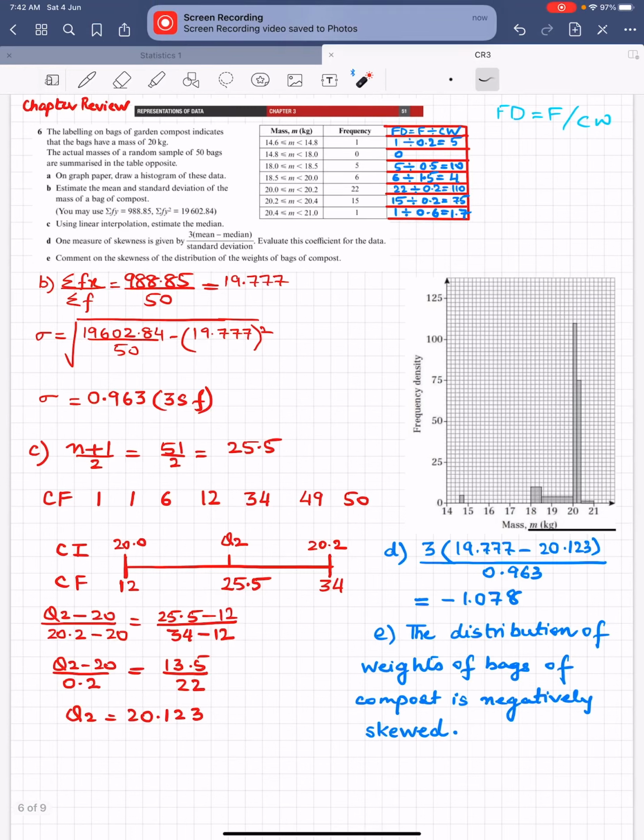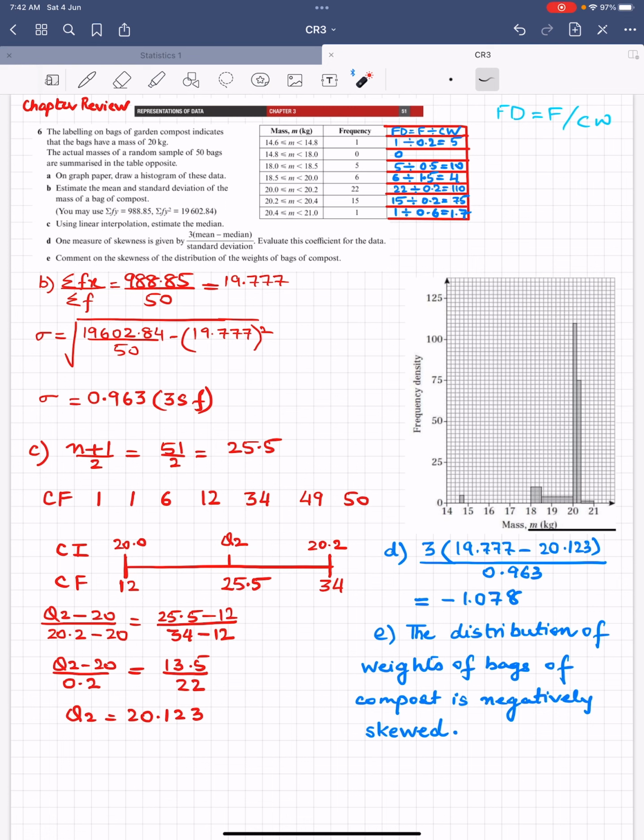Chapter Review 3, question number 6. The labeling on bags of garden compost indicates that the bags have a mass of 20 kg. The actual masses of a random sample of 50 bags are summarized in the table opposite. On graph paper, draw a histogram of these data. We need to draw a histogram.